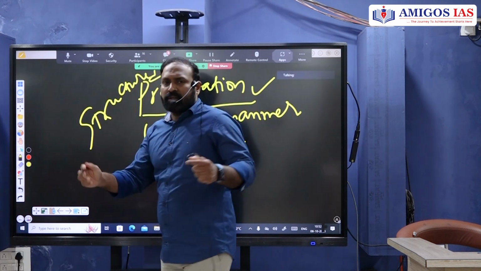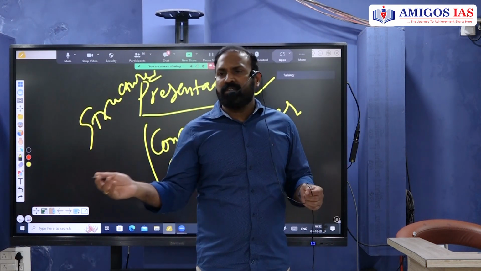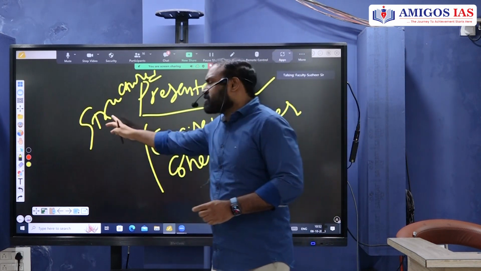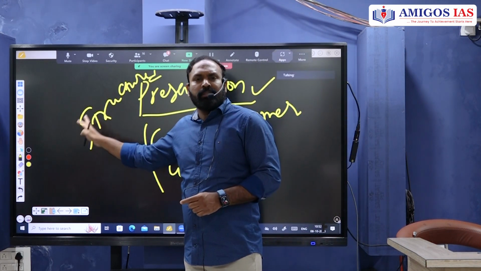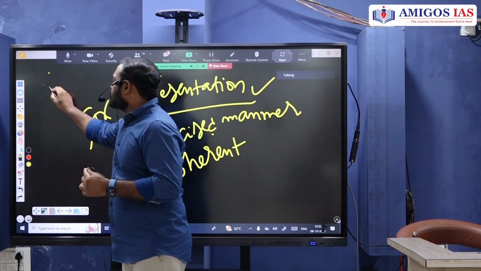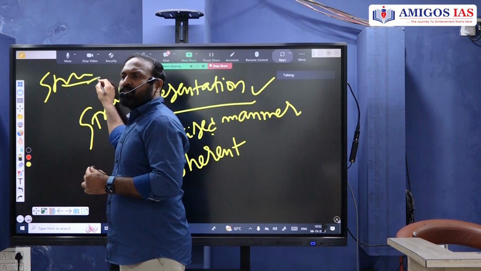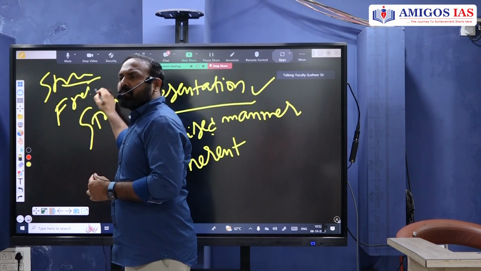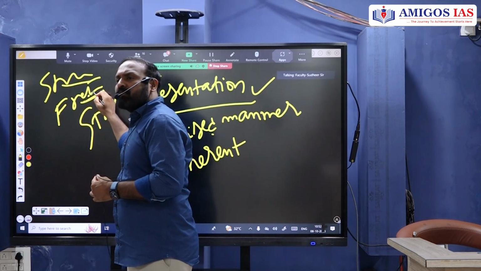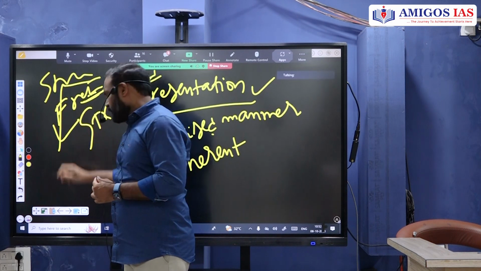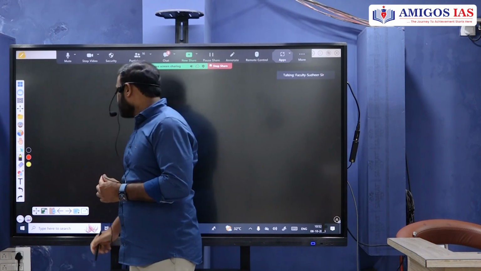Unfortunately, whenever I correct papers, both GS, essay, and optional, I find most of the answers are not structured. That is why deliberately in the class I insist on focusing on framework. What is the structure of an answer? For every topic I am giving you a framework, right? What is this framework called? That is a structure.